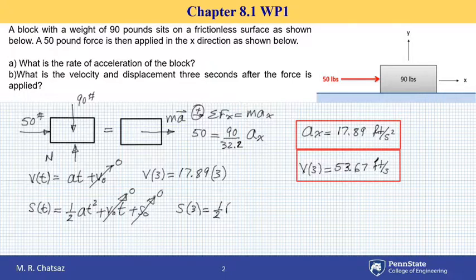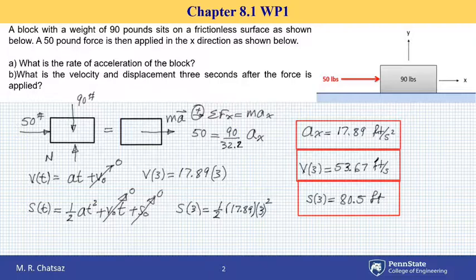acceleration is 17.89, T is 3 squared. So doing a calculation on a calculator, I get S at 3 seconds to be 80.5 feet. So that's how I can deal with this constant acceleration example. Let's look at another problem.